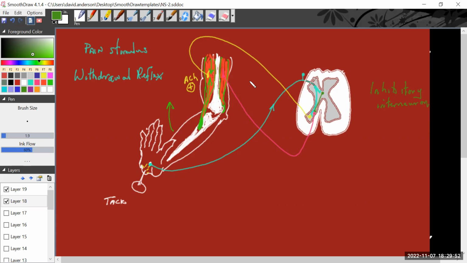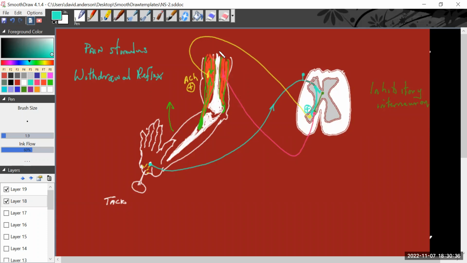So the synapse, let's just go back to the biceps for a minute. The synapse between the sensory neuron and the motor neuron, just like we saw for the stretch reflex, is monosynaptic. And it's going to be excitatory, right? Because we want to get contraction in the biceps. And we know that it's excitatory at the muscle so that we get contraction. Now, the motor neuron stores acetylcholine, ACh.